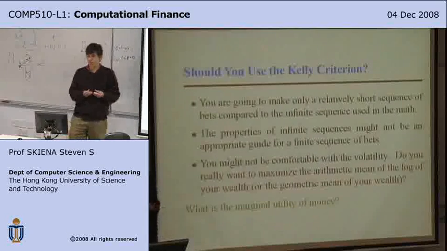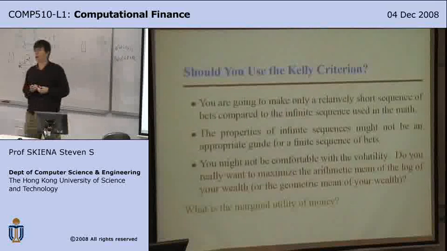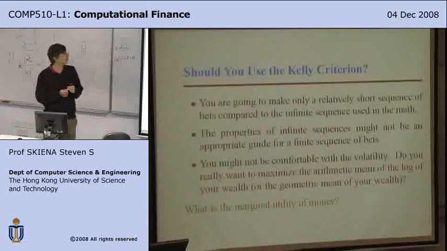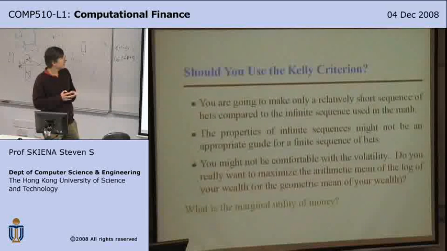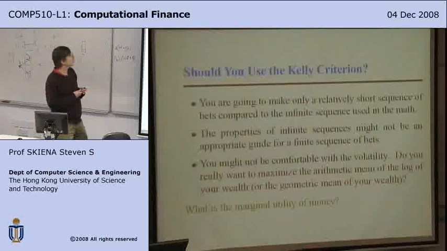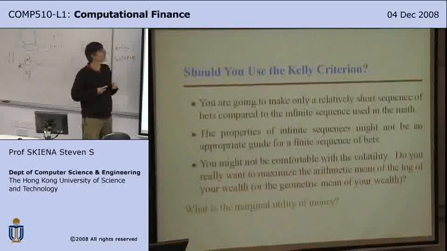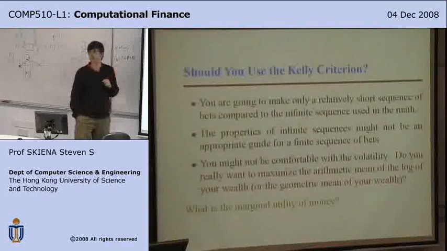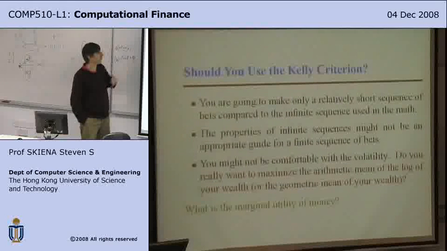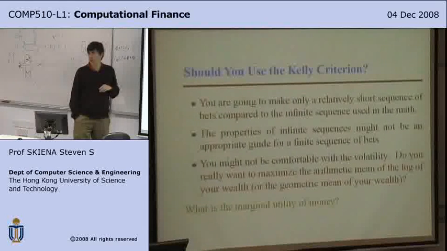So the final question should be, as you manage your own money, should you use the Kelly criteria? Should you go and take advantage of these kind of games? And there are a couple of different problems here. One is that, of course, you're in your lifespan only going to make a relatively small sequence of bets. So there are some questions of whether the asymptotics for thinking about these things is the right way for you to think about it. Okay?